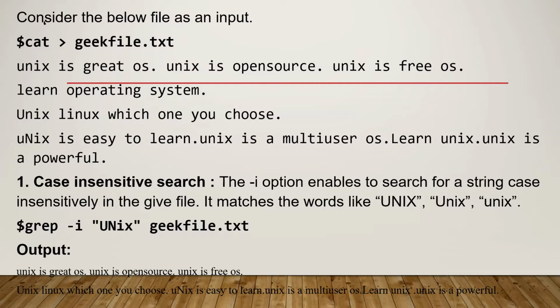The output is: Unix is a great OS, Unix is open source, Unix is free OS, uppercase UNIX Linux which one you choose, Unix is easy to learn, Unix is multi-user, learn Unix, Unix is powerful. But it does not print the second line, learn operating system, from geekfile.txt, because learn operating system does not contain the word Unix.